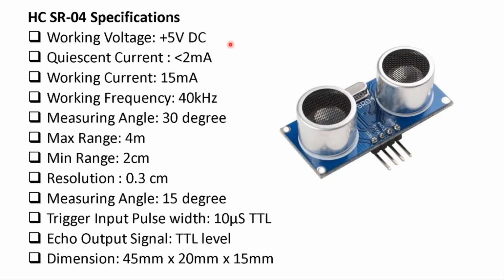HC-SR04 specification. The working voltage is 5 volts DC. The no-load current is somewhere around 2 milliamperes. Working current 15 milliamperes. And the working frequency is 40 kHz. Other important notes are the measuring angle, which is 30 degrees, the range of 4 meters, the minimum range of 2 centimeters, resolution, and the trigger input pulse width must be at least 10 microseconds.